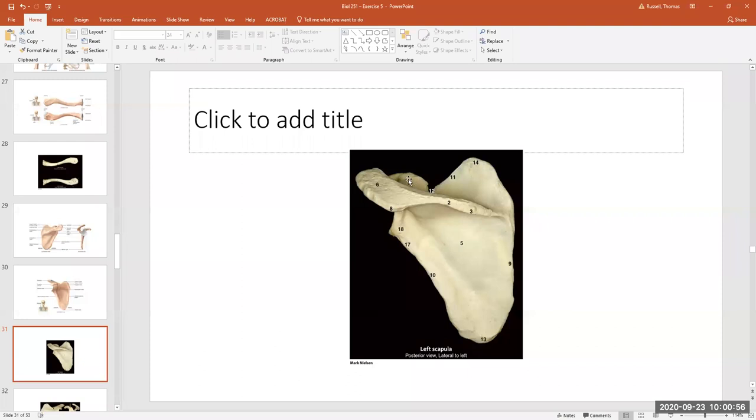Then that part over there, which is anterior, is the coracoid. So that's the scapula. You have to know posterior from anterior. You have to know lateral from medial. So I'll show you this again.